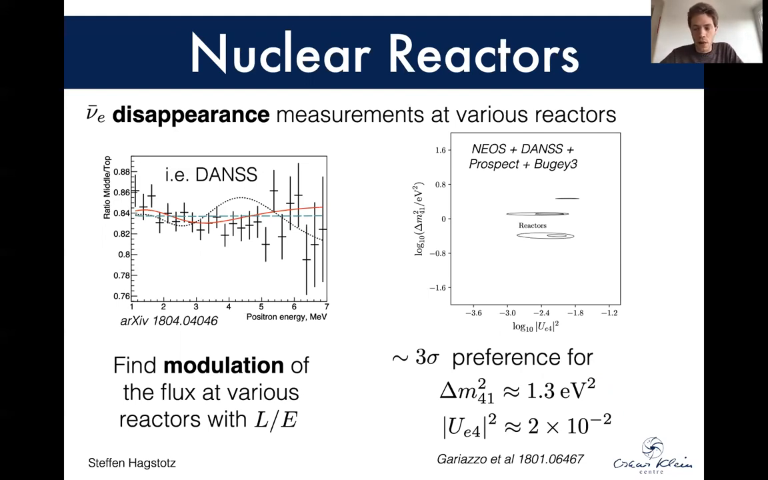And if you combine all of this reactor data, it also points towards an eV scale sterile state that modulates these electron neutrino flux probabilities. The combined significance of these measurements is something like 3 sigma. That's shown here on the right. This is the preferred region where you can actually explain the observed signal. And yeah, it points again towards this eV mass scale.